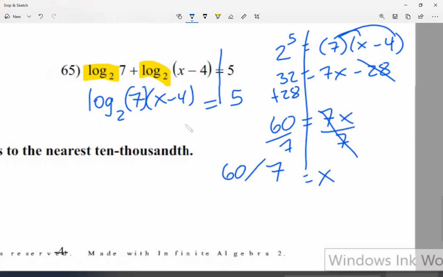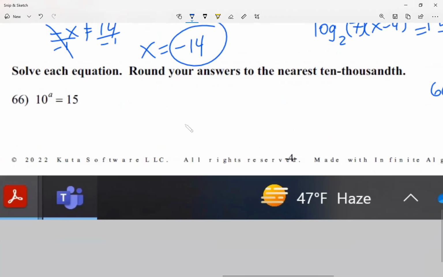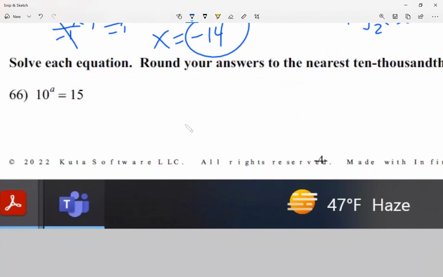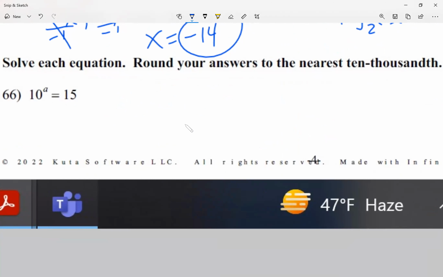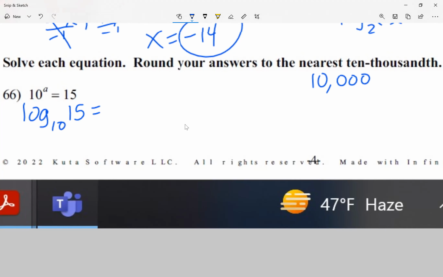Okay, now our last question from today is solve each equation. Round your answer to the nearest 10,000th. Because it ends in TH, I know it's a decimal. 10,000th sounds like the number 10,000, and 10,000 has 4 zeros, so 10,000th has 4 decimal places. The way I'm going to do this, let me write this in logarithm form first. So I'm just going to write log base 10 of 15 is equal to a.